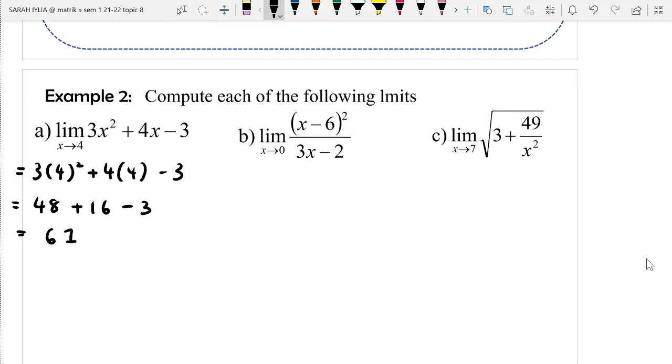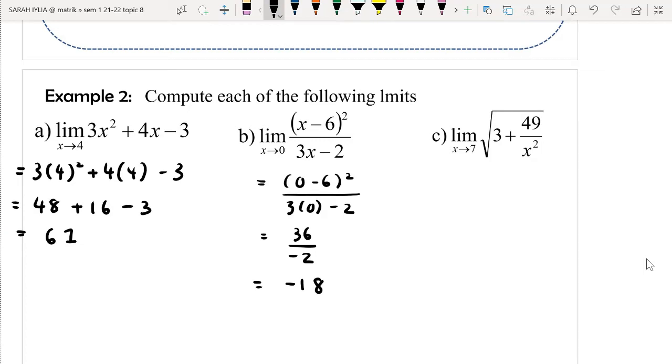Okay, we try again. Second one, we have (x minus 6) squared divided by 3x minus 2 as x approaches 0. So directly substitute this, we get (0 minus 6) squared divided by 3 times 0 minus 2. So here we will get 36 over negative 2. So final answer, negative 18.